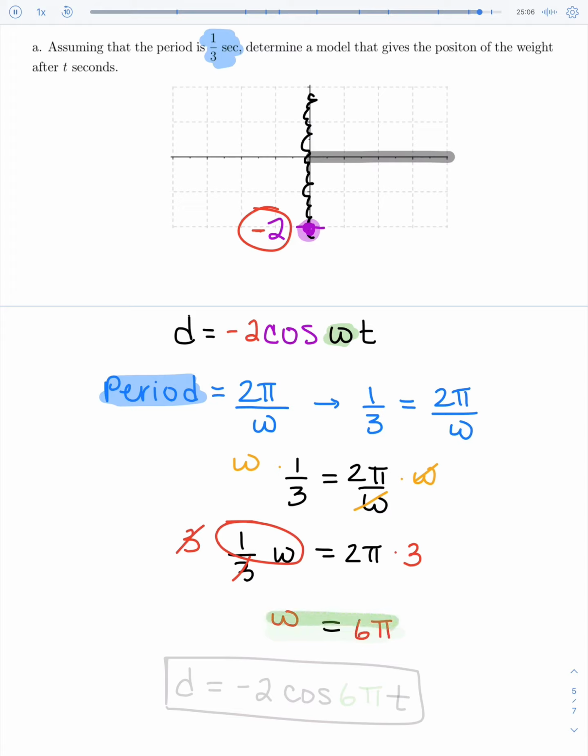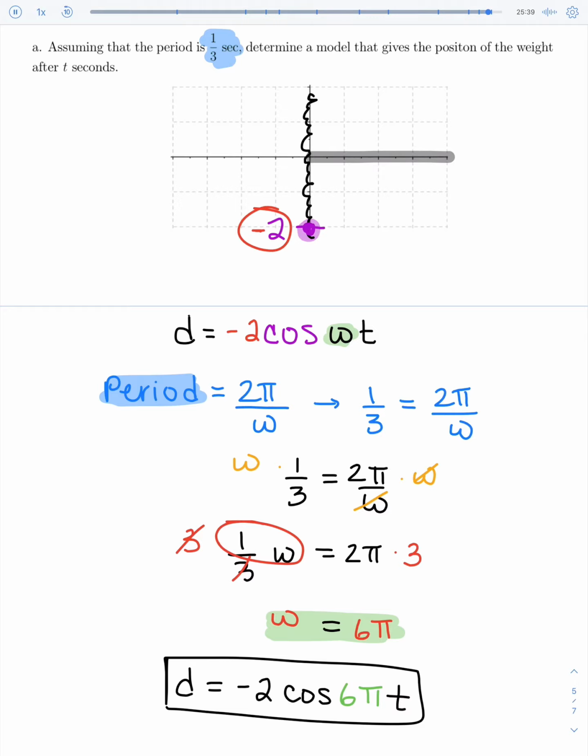And now all we have to do is plug our omega back into the equation that we came up with, which is now going to be D equals -2 cosine. We just found out omega was 6 pi, and then we have our t. And that's our final answer for what they were asking for. I know the wording was strange, that they said determine a model, but whenever they're talking about a model, they just mean it's a fancy way of asking for the equation.